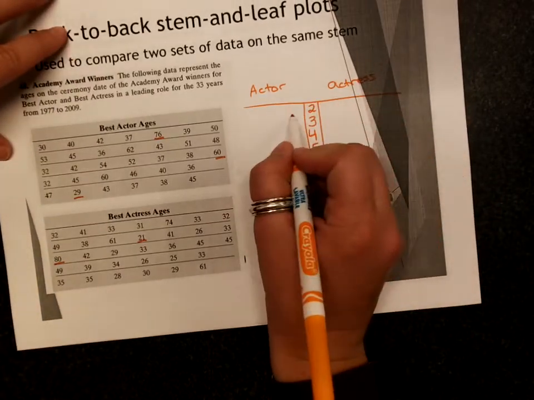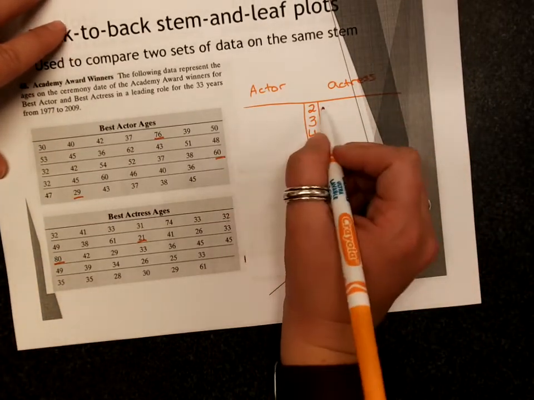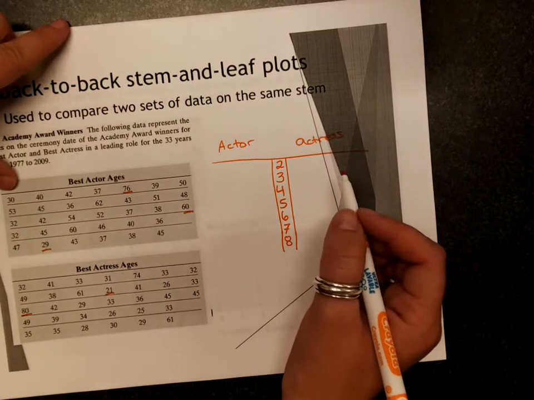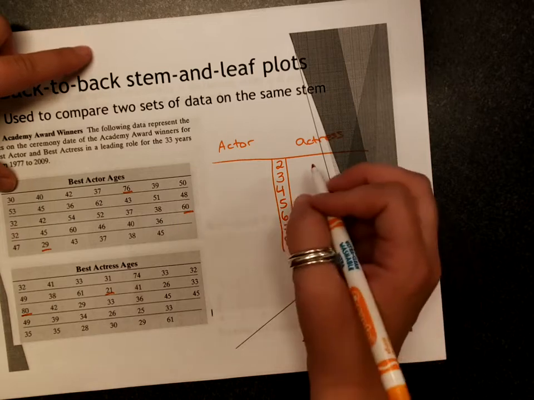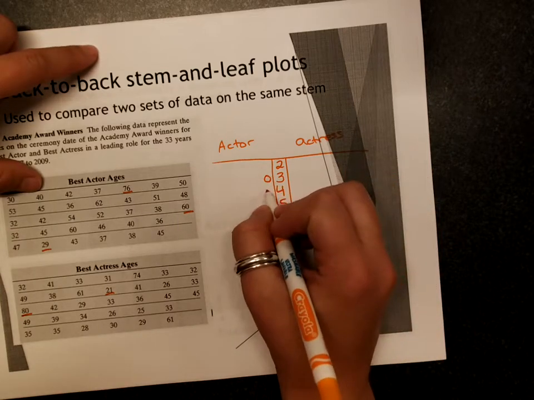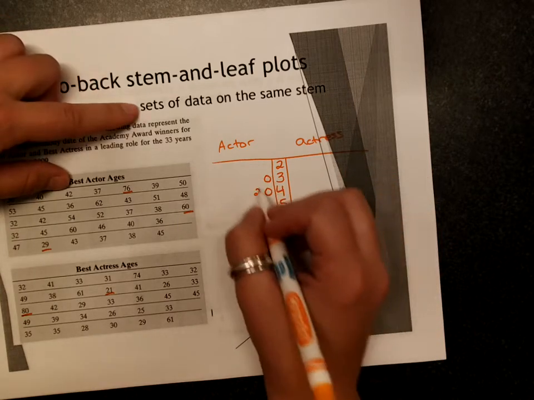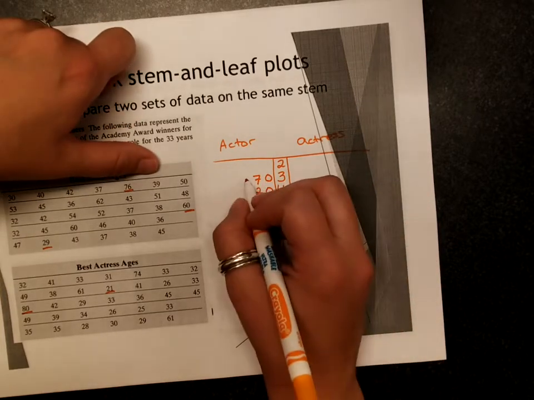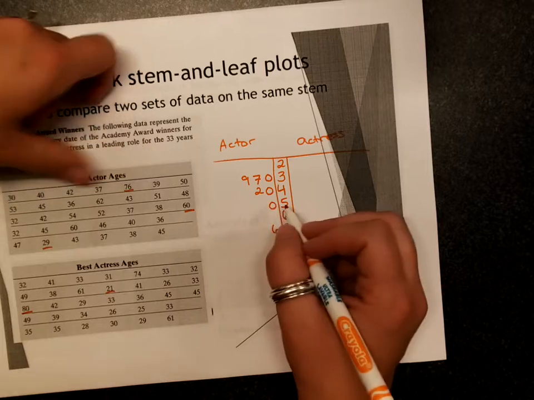The actors will kind of go backwards. Your leaves will go to the left, and then actress, your leaves will go to the right. So I'm just going to take a minute and draw this out, and you can follow along or do it yourself. We're not going to rearrange this time. We're just going to go with what we have. And I'll show you how to compare.